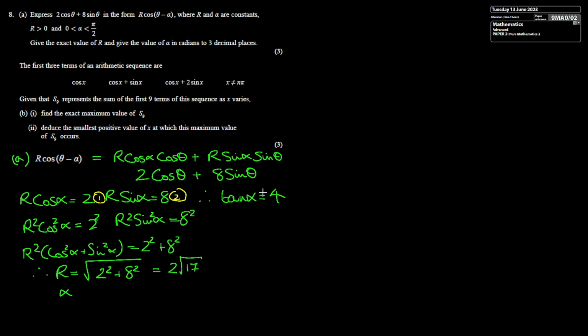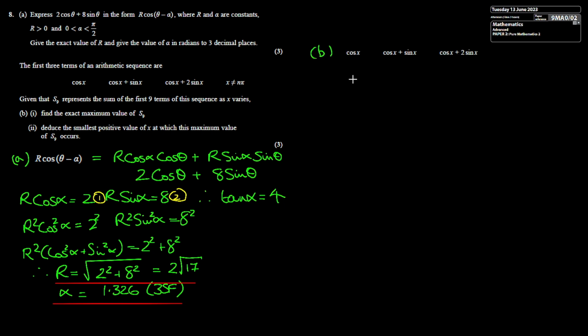They need alpha in radians, and if you look that up on a calculator and quote it to 3 decimal places, you get that alpha is equal to 1.326. And that's to 3 significant figures. And those are the 2 answers for part A. So let's have a look at part B.